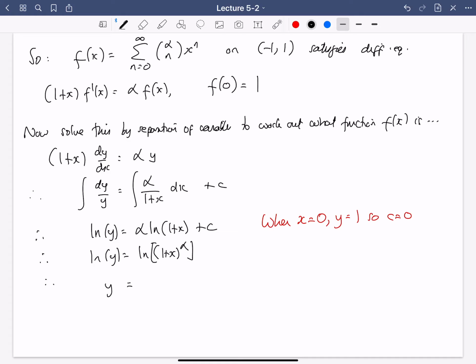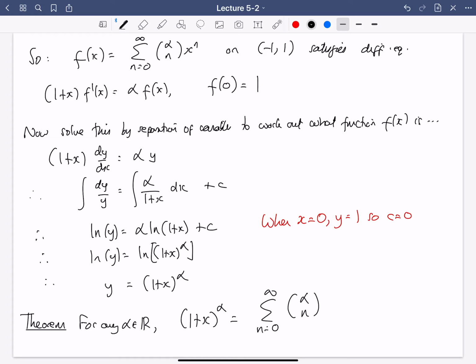And exponentiate: y is 1 plus x to the alpha. So this proves the theorem. The series, well, let me just write it really succinctly. For any real number alpha, 1 plus x to the alpha, that's our function f of x, is equal to this binomial series, generalized binomial coefficient times x to the n, on the interval minus 1, 1.